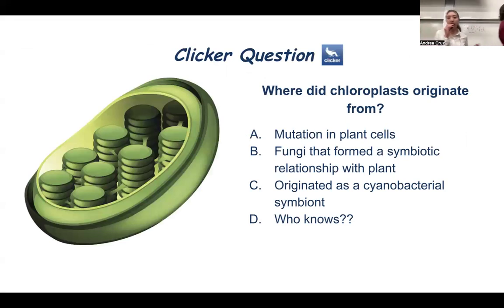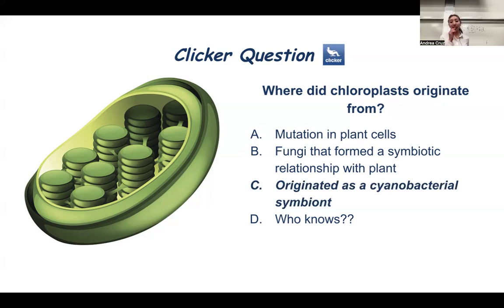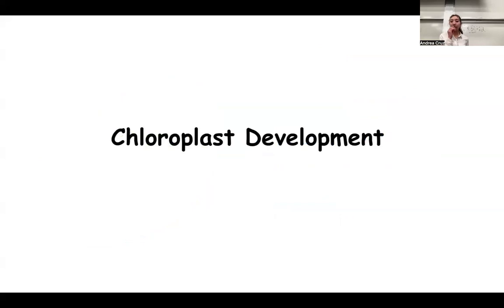So we have a clicker question for you guys: where did the chloroplast originate from? Option A, mutation in the plant cells; option B, a fungi that formed a symbiotic relationship with the plant; C, it originated as a cyanobacterial symbiote; or D, who knows? Does anybody know the answer? Well, let's see. It originated as a cyanobacterial symbiote. And let's get into the chloroplast development.